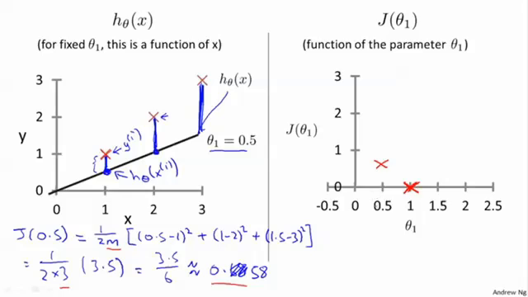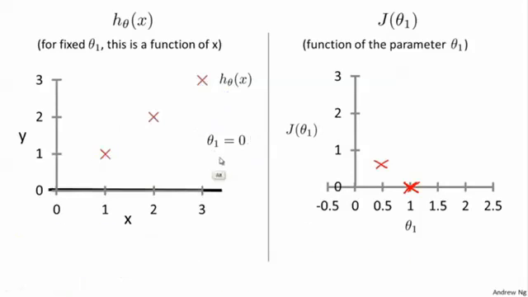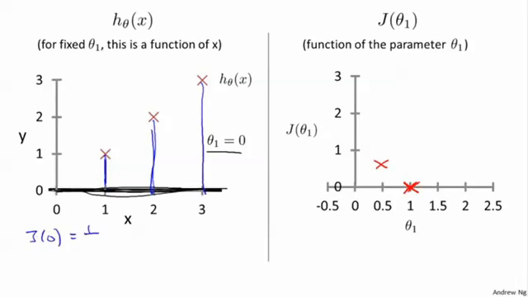Now, let's do one more. How about if theta 1 is equal to 0? What is J of 0 equal to? It turns out that if theta 1 is equal to 0, then h of x is just equal to this flat line, right? That just goes horizontally like this. And so measuring the errors, we have that J of 0 is equal to 1 over 2m times 1 squared plus 2 squared plus 3 squared, which is 1/6 times 14, which is about 2.3. So let's go ahead and plot that as well. We end up with a value around 2.3.